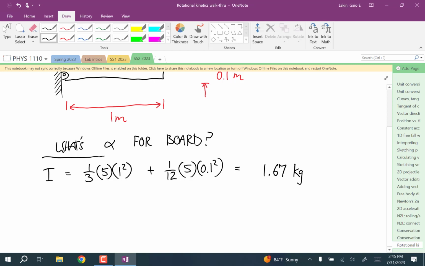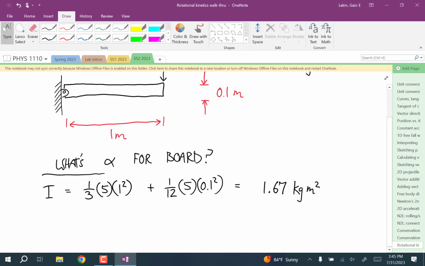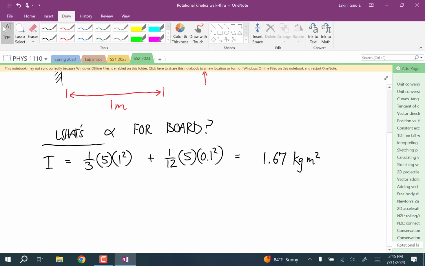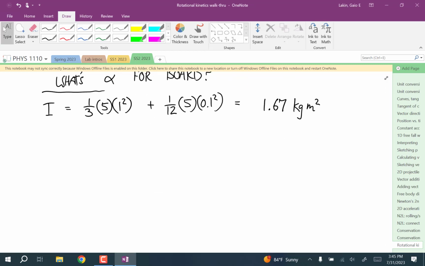And you can figure out the units of this just from how you do the calculation. So kilogram meter squared is what you get. Okay, well, that's the mass moment of inertia. Now we need to figure out what the total net moment is on this body. So start by drawing a free body diagram of the board. So pause the video and see if you can draw a free body diagram.